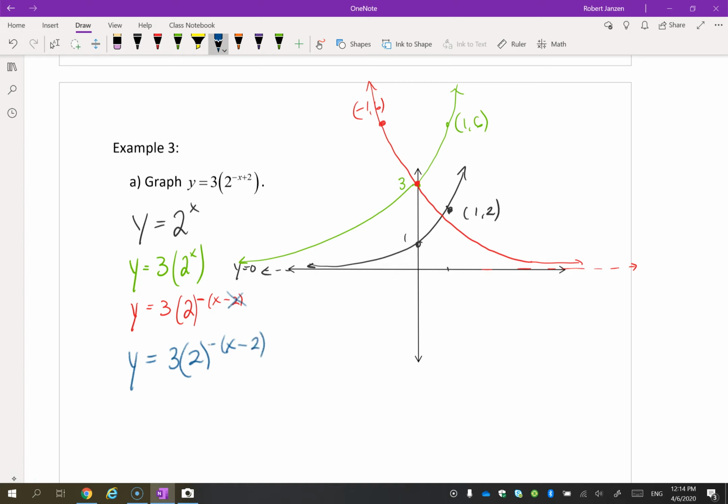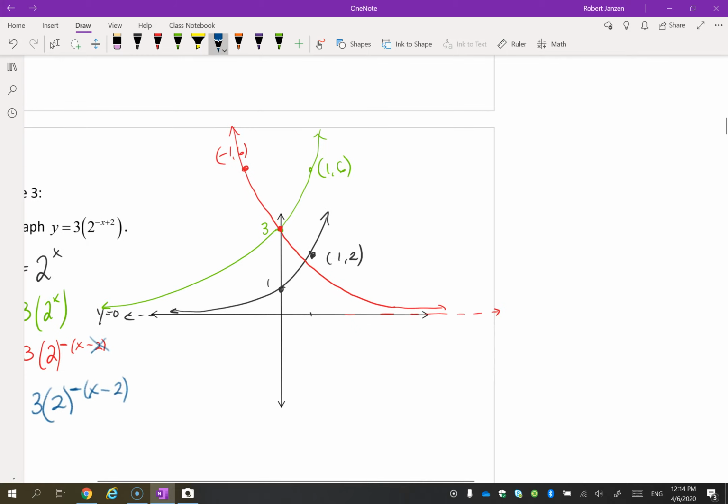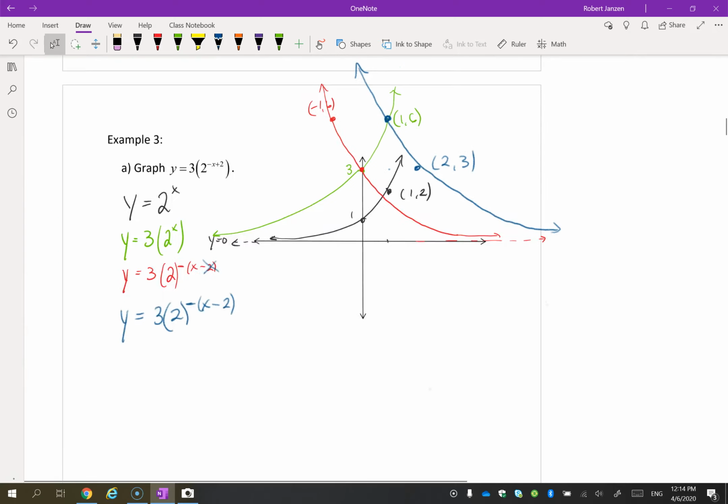We're now going to move it right 2. Okay, so move it right 2. If I move this right 2, it goes right on that point, 1, 6. If I move this one right 2, it's going to go to 2, 3. Okay, so my graph will look something like that.